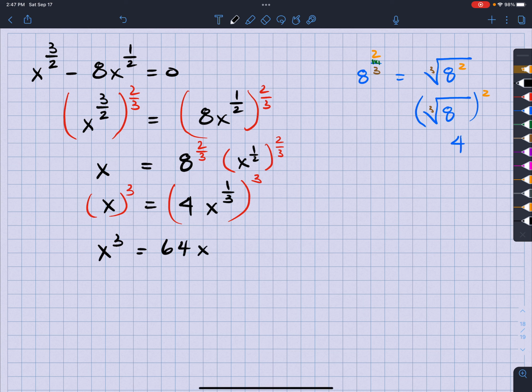All right, so look at what just happened. Now I have a power that's greater than squared and an equal sign, so I'm thinking quadratics, right? I'm going to get everything to one side. So I got x to the 3rd minus 64x is equal to 0.